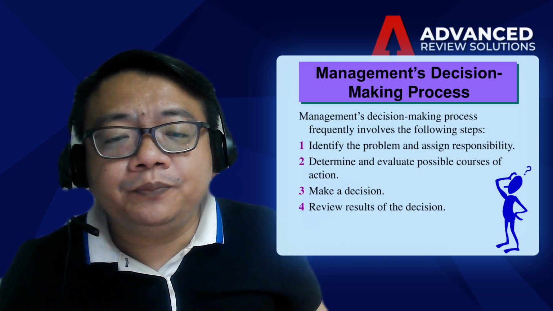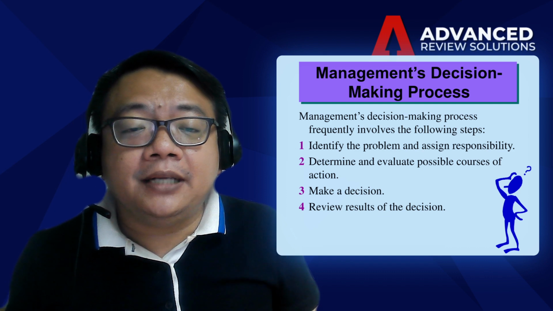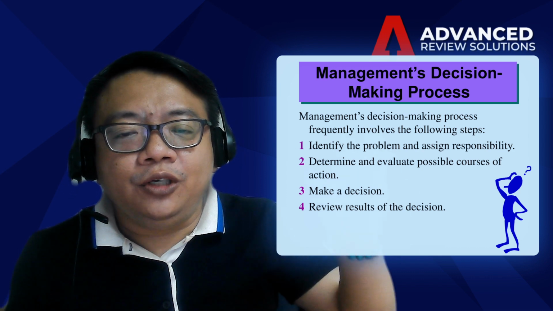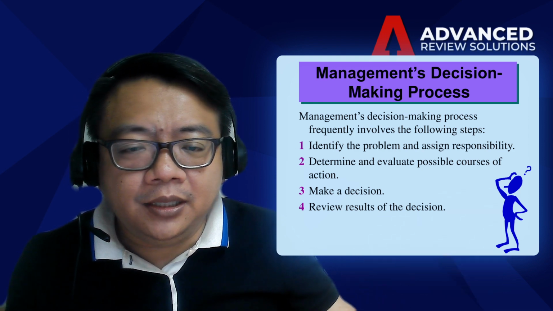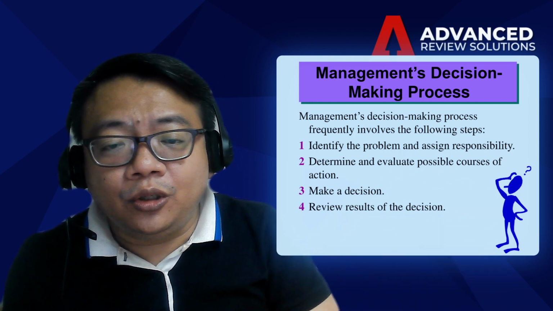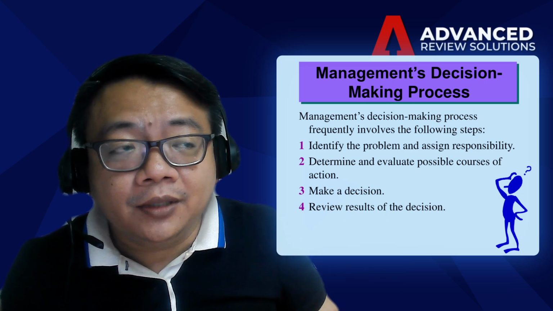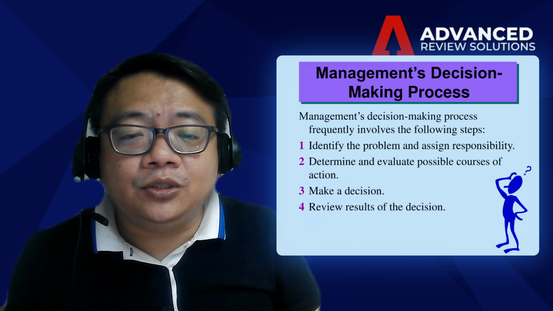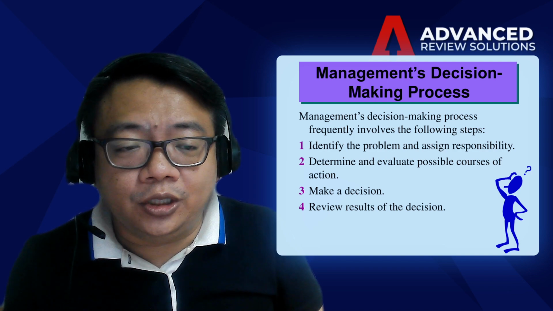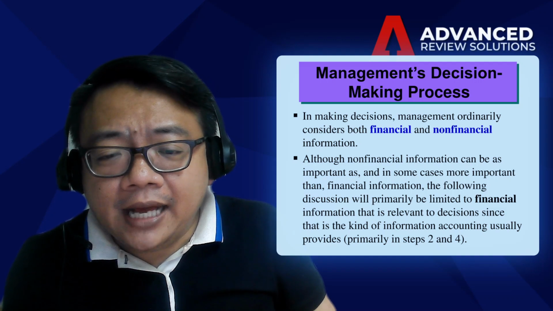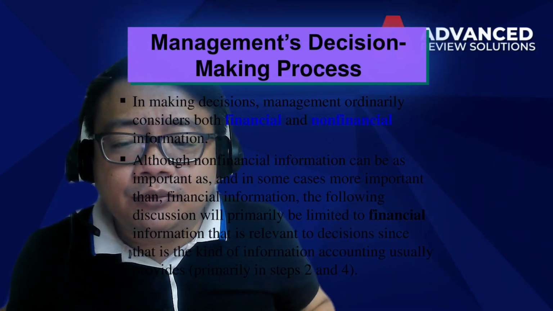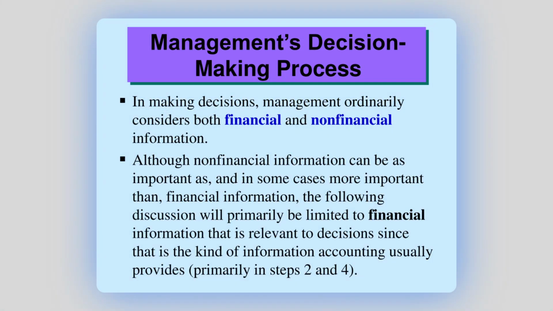Number two, determine and evaluate the possible courses of action. If you have your problem and you assign the responsibility, we need also to evaluate the possible courses of action. And number three, make decision. And the last one is to review the results of the decision. That's why class, very important in your decision making process are the considerations, particularly financial and non-financial information.